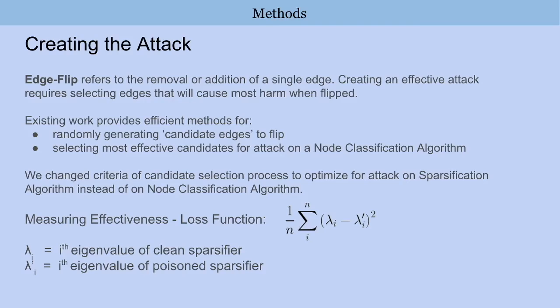To create this attack, we first have to understand what an edge flip is. An edge flip is essentially the removal or addition of a single edge. So an attack consists of just choosing the edges that you want to flip. We've leveraged existing work that helps us generate candidates for these edge flips, and this existing work selects the most effective candidates for an attack on a node classification algorithm. However, we changed some of this code to specifically attack a spectral sparsification algorithm instead of a node classification algorithm.